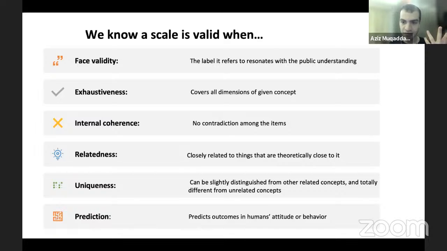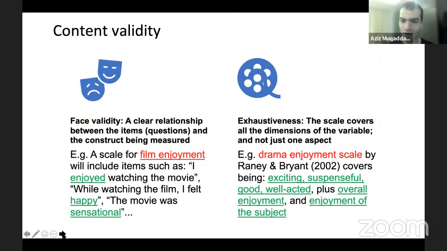There are 6 criteria. They are face validity, exhaustiveness, internal coherence, relatedness, uniqueness, and prediction. Relatedness and uniqueness, you would see, are sort of opposites, but the two must be present. Exhaustiveness we talked about before, and also prediction. So we're going to talk more about them one by one.